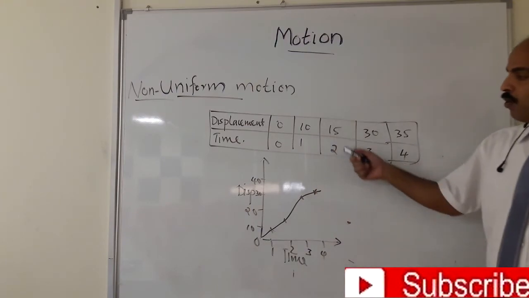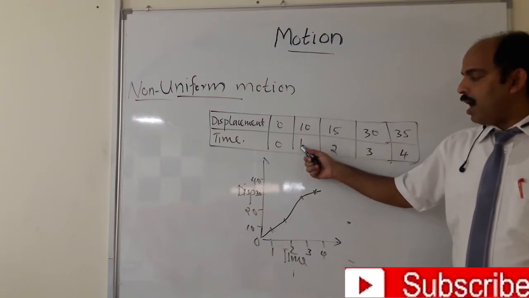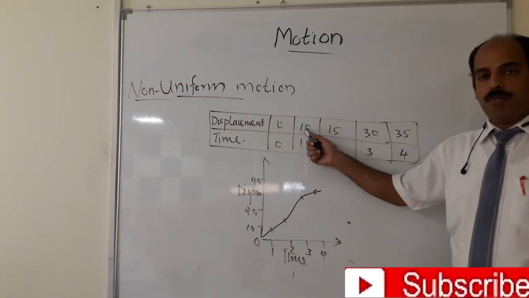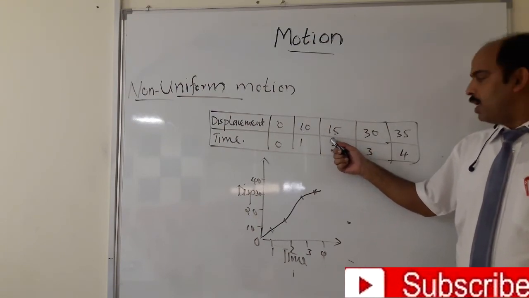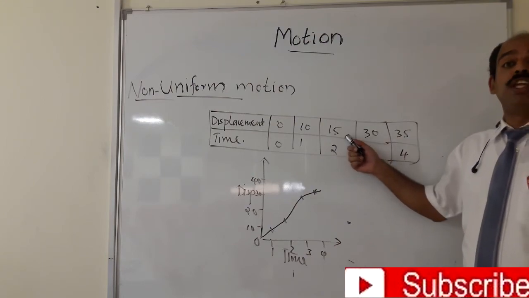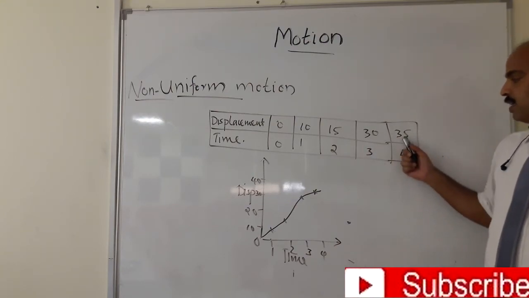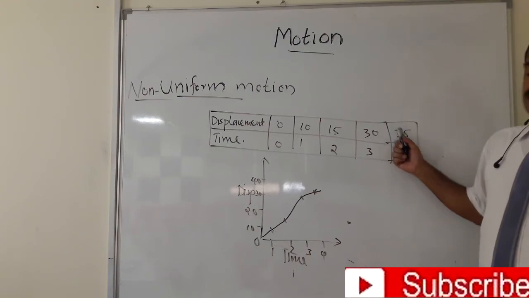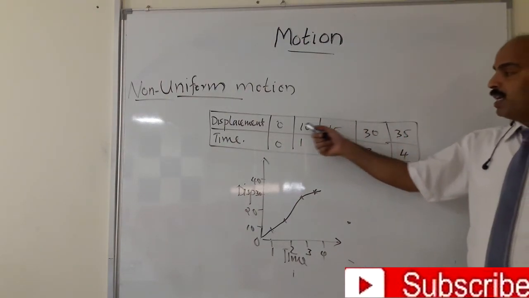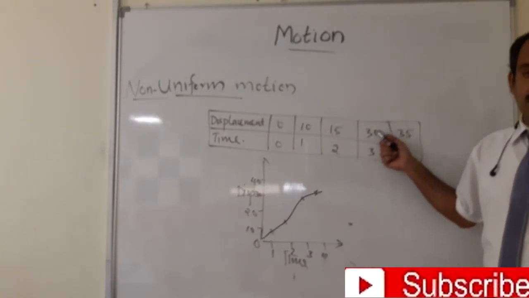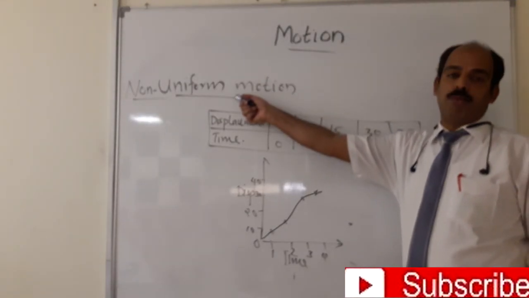And you can see in the column also. See here, after 1 second, it covers 10 meter. The next 1 second, it covers 5 meter only. Next second it covers 15 meter. Next second it covers 5 meter. Right? So you can see that your time interval is the same, but the distance covered is different, right? So that is non-uniform motion.